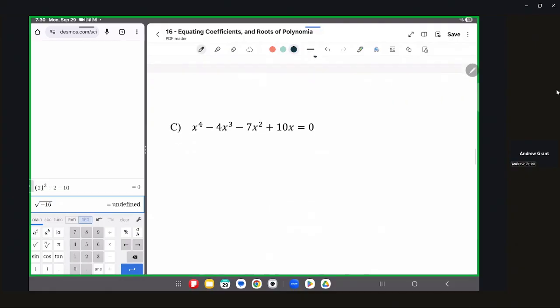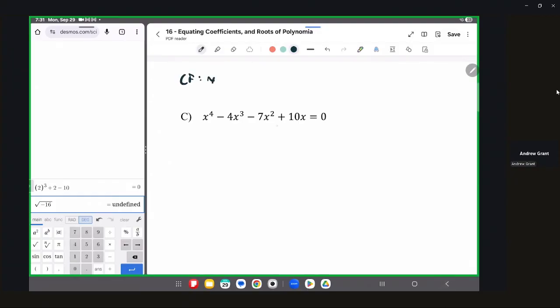Okay, so we have letter D. X to the power of 4 minus 4x cubed minus 7x squared plus 10x. So automatically here, I notice a common factor of x. They all contain an x value. So I can factor that out. And so we're going to have x outside of x to the power of 3 minus 4x squared minus 7x plus 10 must be equal to 0.